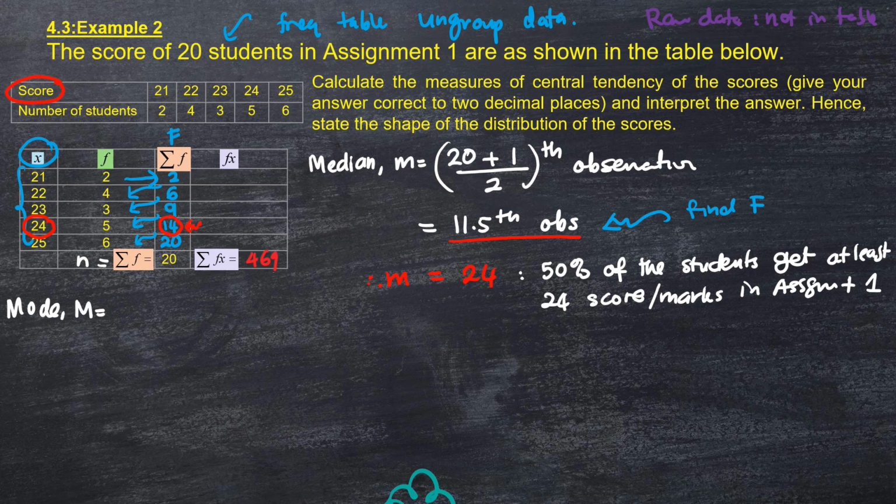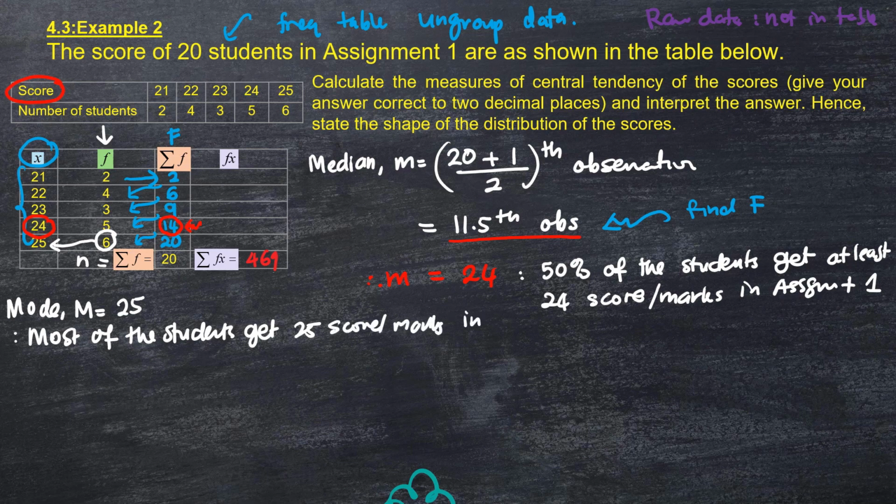Right, our mode here is the one with the highest frequency, which here we refer to small f only. It's not cumulative, okay, because we want to know each frequency for each x. So the highest frequency here is 6. So our mode is 25 because it occurs the most, with 6 times. All right. So our interpretation for this one is most of the students get 25 score or marks in assignment 1. Okay.